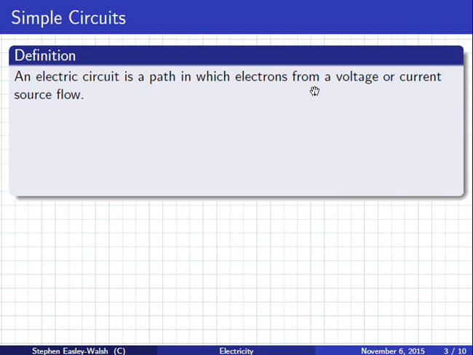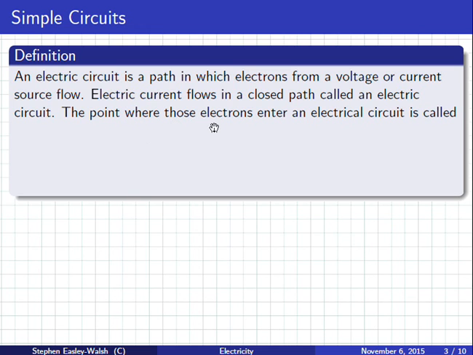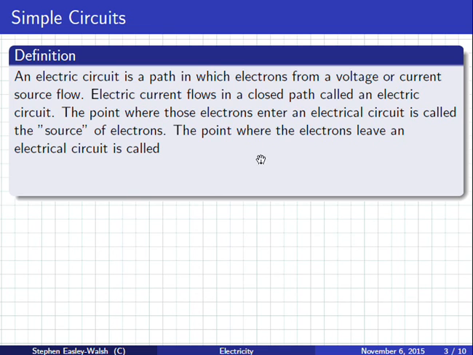Right, now you don't need to write this down. It's just understanding the English. What is an electric circuit? An electric circuit is a path in which electrons from a voltage or current source flow. So in other words, a circuit is when electrons are flowing, moving.